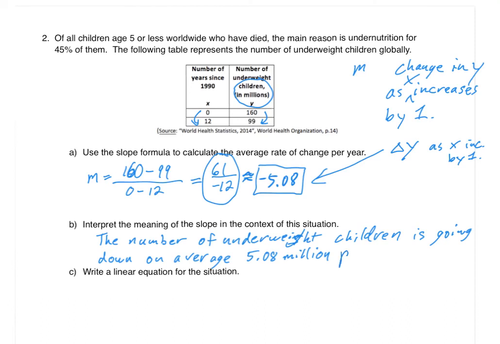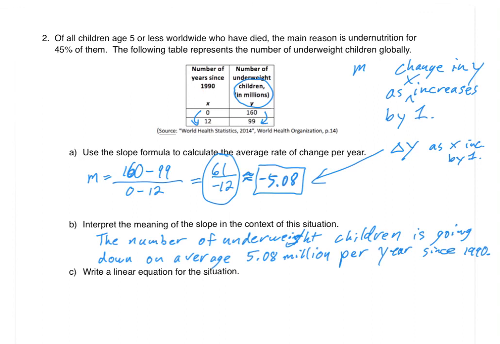You can always use the word per in describing a slope. The number of underweight children is going down on average 5.08 million per year since 1990. The 5.08 million, that's your change in y, specifically the slope. We also say it's going down because it's negative. And then it's the change in y as x goes up by 1. So per year is representing as x goes up by 1. And I also mentioned since 1990 because that's where the data started.